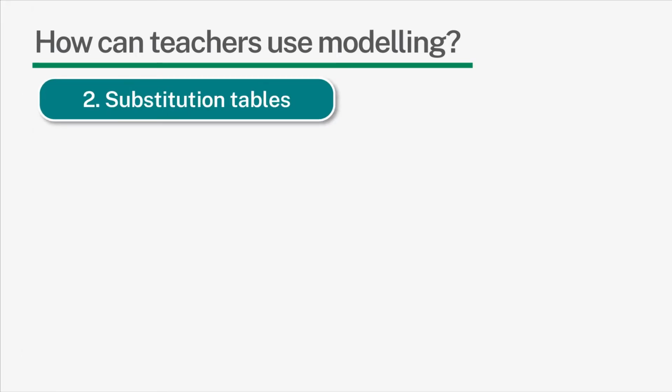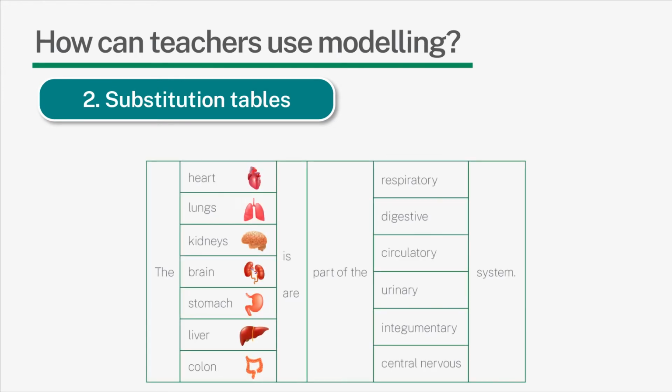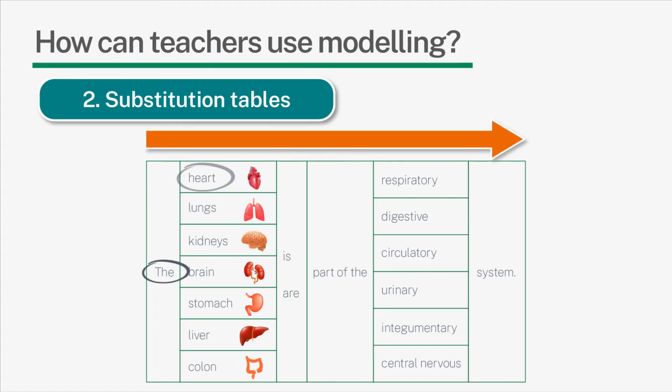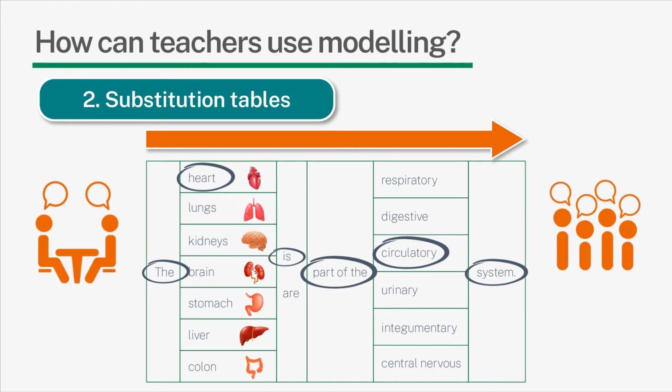Substitution tables. Substitution tables are another excellent way of providing language models and can be used for oral or written work. A substitution table is a grid which contains words, phrases, or pictures to help model the language the teacher wants the learner to use. To use a substitution table, the learner moves from left to right, making a selection in each column in order to construct a sentence. Substitution tables like this can also be used as the basis for collaborative group or pair work.